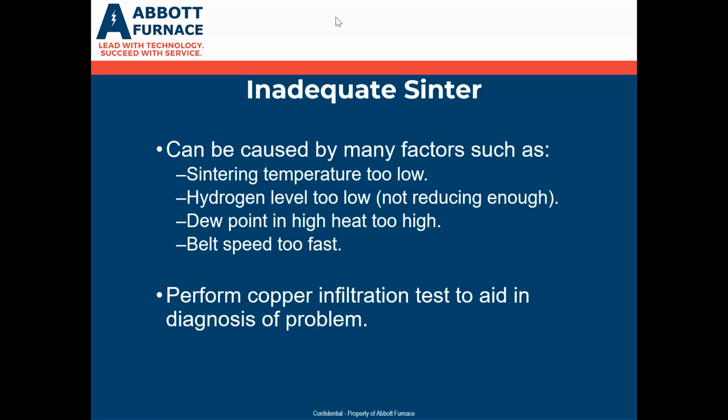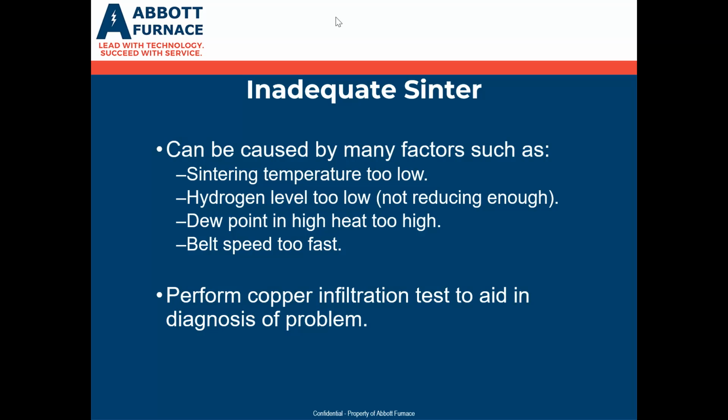If we don't have enough hydrogen in the furnace, again, we're not going to be able to clean those particles, to reduce that oxide off the surface of the particles for them to be able to bond. If we have too high of a dew point from either an air leak or a water leak, again, we're going to oxidize those particles and not allow them to bond. If we're not getting enough time at temperature from the belt running too fast, again, we're not going to be able to bond the particles.